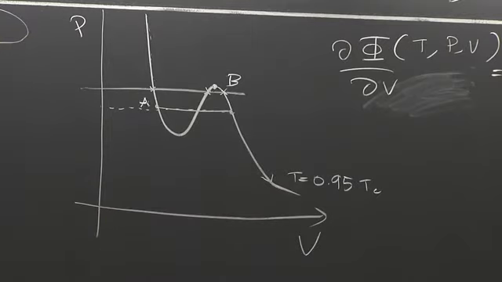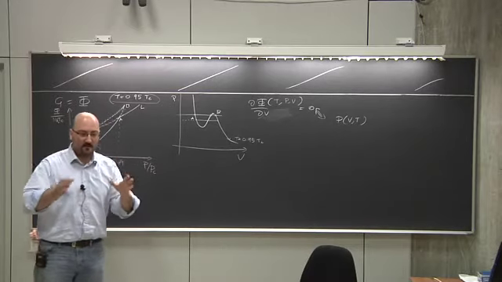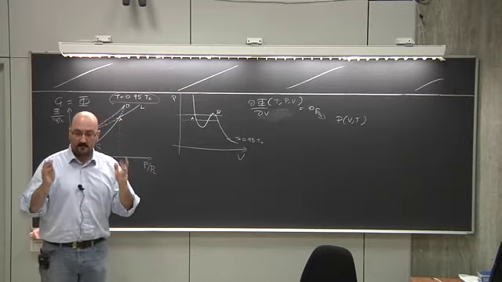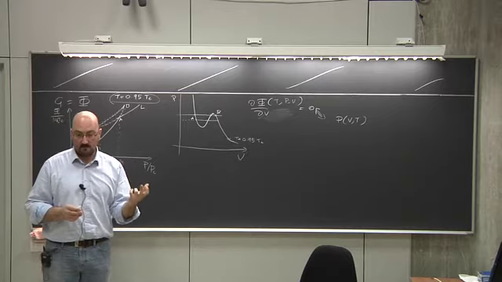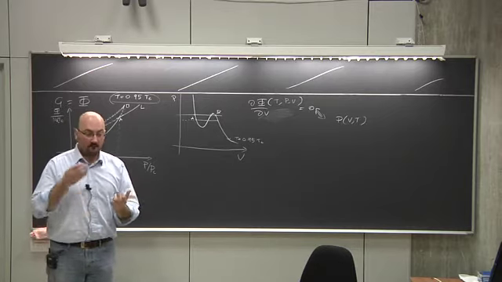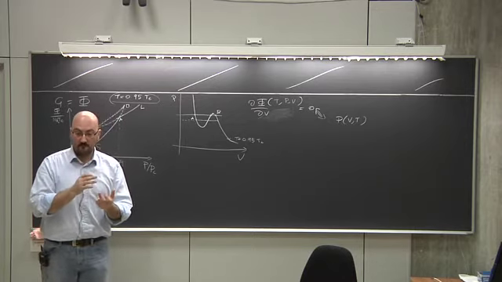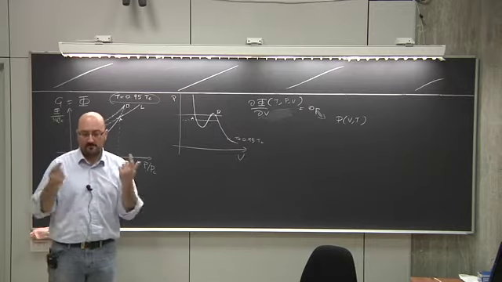Is it clear? It's very simple. I'm sorry, I'm repeating over and over. You have a function which has three stationary points. One of them is a maximum and two of them are minima. We have to look for the minima, and we have to look for the minimum that has the lowest overall free energy.